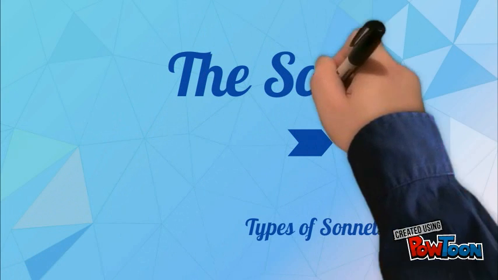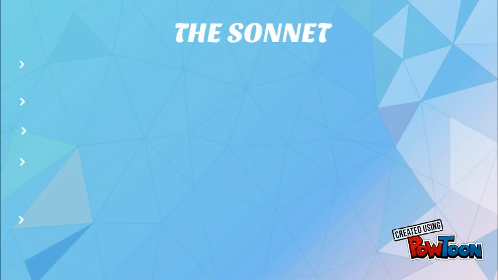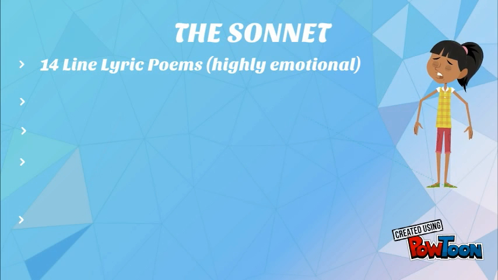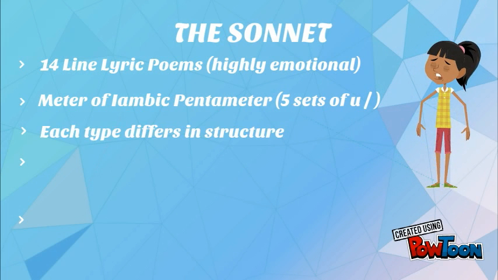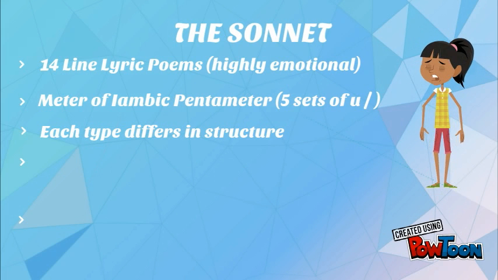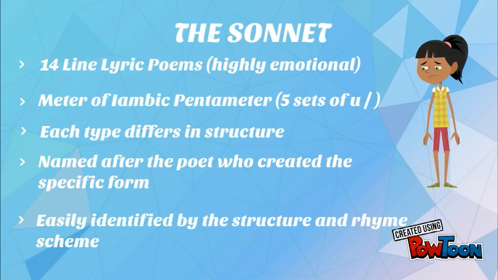Let's discuss the different types of sonnets in English literature. Sonnets are 14-line lyric poems, which means they are highly emotional. They're written in iambic pentameter. Each type differs in structure. Each is named after the poet who created the specific form, and each is easily identified by the structure and rhyme scheme.